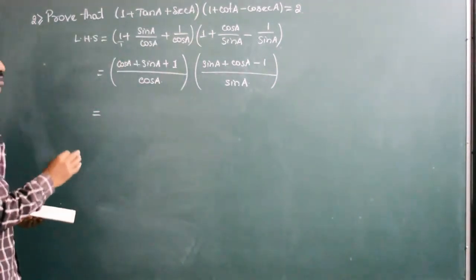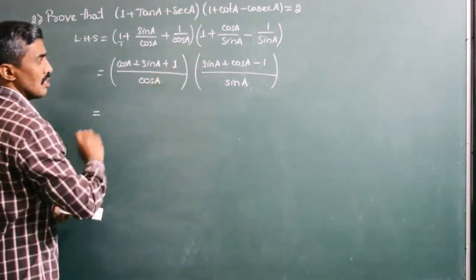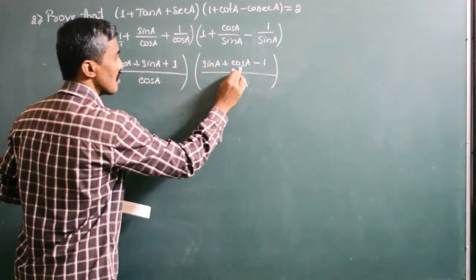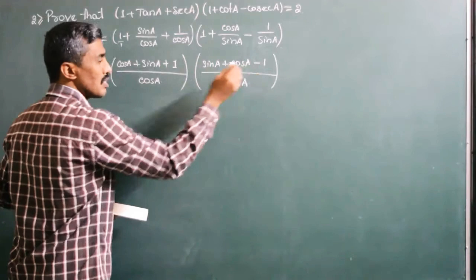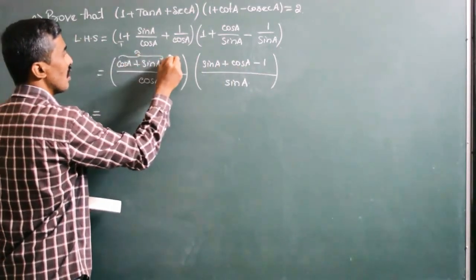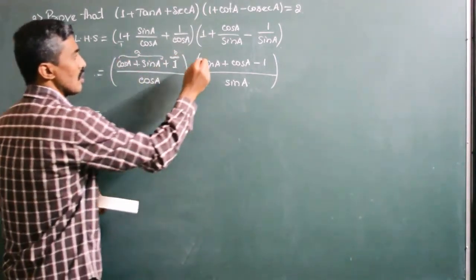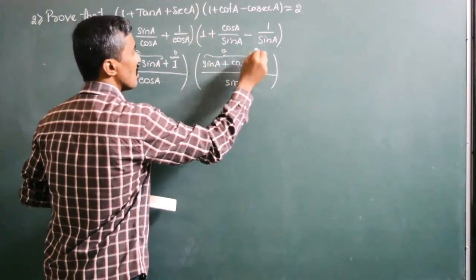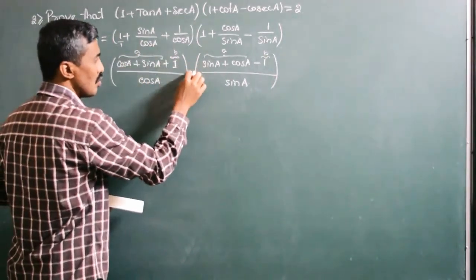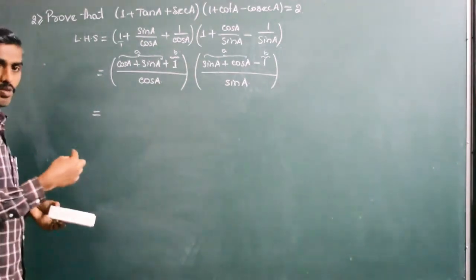Now observe the numerator. Here it is cos A plus sin A plus 1, and here sin A plus cos A minus 1. Sin A plus cos A is common to both, but here it is plus 1 and here minus 1. Suppose I take sin A plus cos A as a and 1 as b, then it is a plus b into a minus b. So what is a minus b into a plus b? That is a square minus b square.